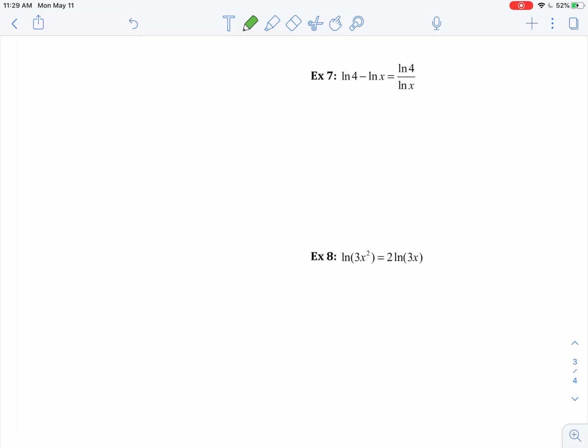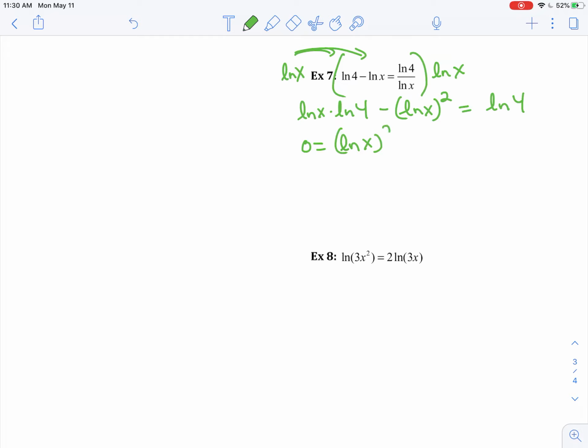If we look at number 7, we want to solve for x. We have a term in our denominator that involves x, and we need to get that out of the denominator. So I'm going to multiply both sides by the natural log of x. On the left side, I'm going to distribute that quantity, which would give us the natural log of x times the natural log of 4 minus the natural log of x quantity squared equaling the natural log of 4, because our natural log of x's would cancel on the right side. If I set that equal to 0, I'm going to have the natural log of x quantity squared minus natural log of 4 natural log of x plus the natural log of 4.